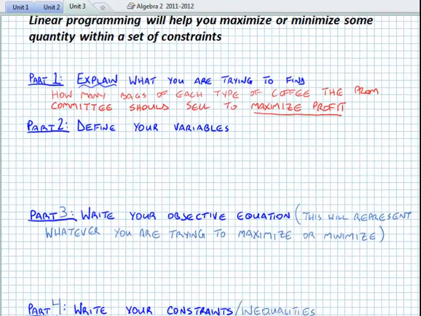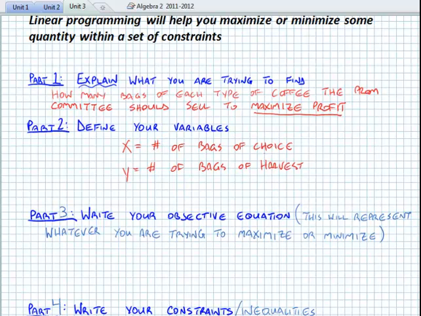A good next step is to define your variables, because we are going to be trying to find things. We're going to try to find how many bags of each type of coffee they're going to sell that will give us the maximum profit. So let's have our variables represent those types of bags. We can have X represent the number of bags of the Choice Blend, and we can have Y represent the number of bags of the Harvest Blend. You could have used H and C here if you wanted as your variables. That's fine. I just chose to use X and Y.